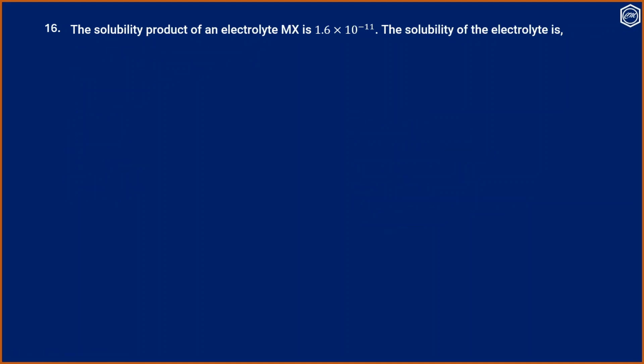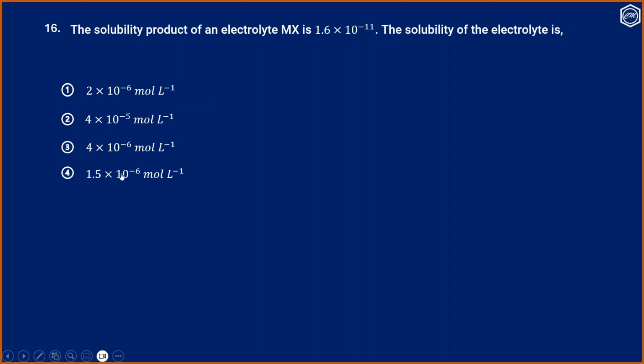Question 16. The solubility product of an electrolyte MX is 1.6 into 10 raised to minus 11. The solubility of the electrolyte is 1) 2 into 10 raised to minus 6 mole per liter, 2) 4 into 10 raised to minus 5 mole per liter, 3) 4 into 10 raised to minus 6 mole per liter, 4) 1.5 into 10 raised to minus 6 mole per liter. And this also is a numerical question, so we have to first calculate.